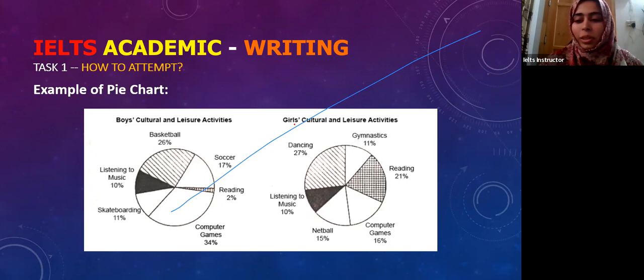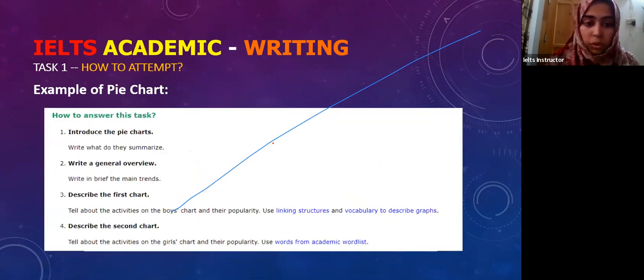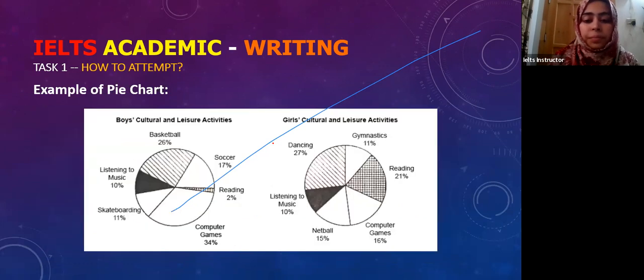In order to increase the word count, if it's a one-word answer question, you will just write the whole question part in the answer, and you will just write the one word answer at the end. Okay, so that's also what you have to do here. Just don't use the same words, just rephrase or summarize it, and your vocabulary matters a lot in this one. Okay, so let's see the basic trends here. Introduce the pie charts first of all. Okay, write what they summarize.